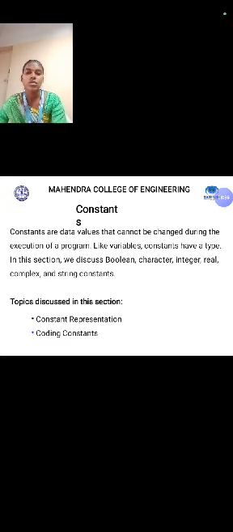Then constants. Constants is a data value that cannot be changed during the execution of the program. The values do not change during program execution. Like variables, constants have types: boolean, character, integer, real, complex and string constants. So constants are declared for representation and coding.